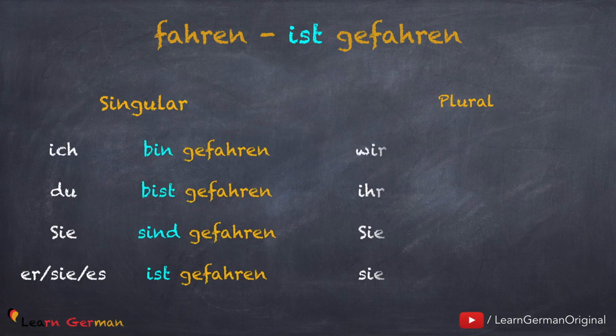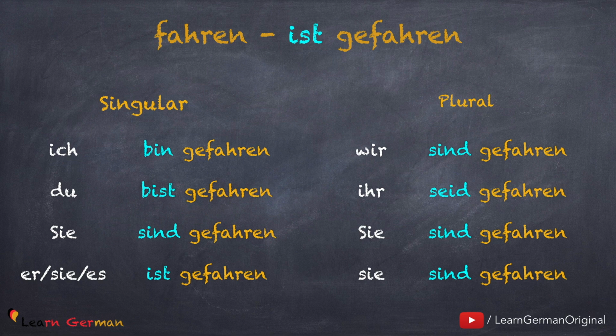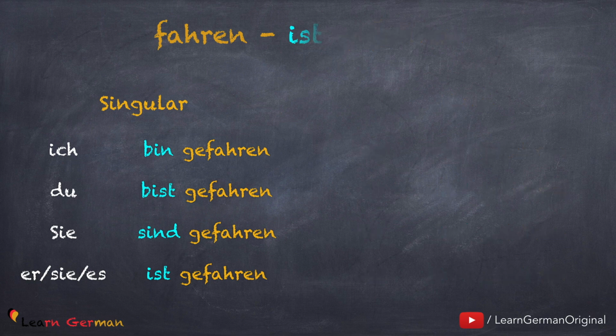Fahren ist gefahren. Let's look at the conjugation. Ich bin gefahren. Du bist gefahren. Sie sind gefahren. Er, sie, es ist gefahren. Wir sind gefahren. Ihr seid gefahren. Sie sind gefahren. Sie sind gefahren.